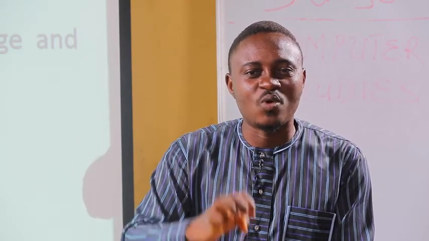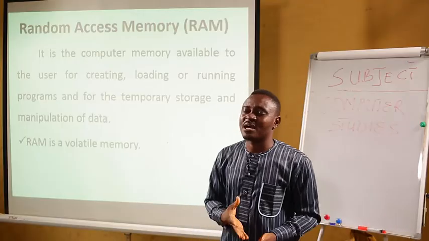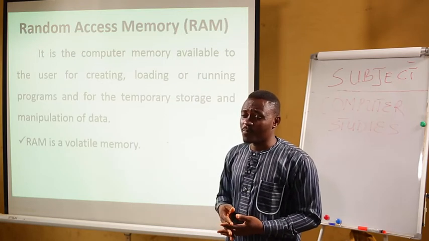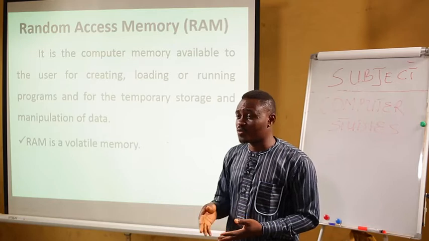And in the RAM, every piece of that information is picked one after the other into the processor to run, so that you can see what you desire to see. So the RAM is volatile in nature. These are some of the characteristics which you must take note of in a primary memory.